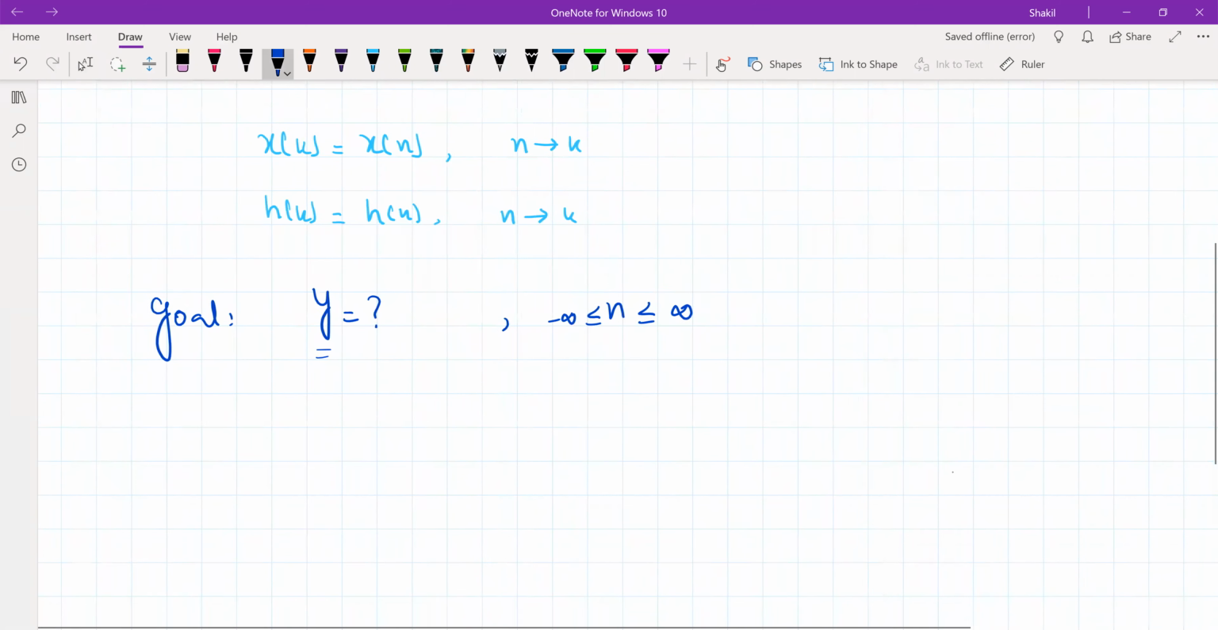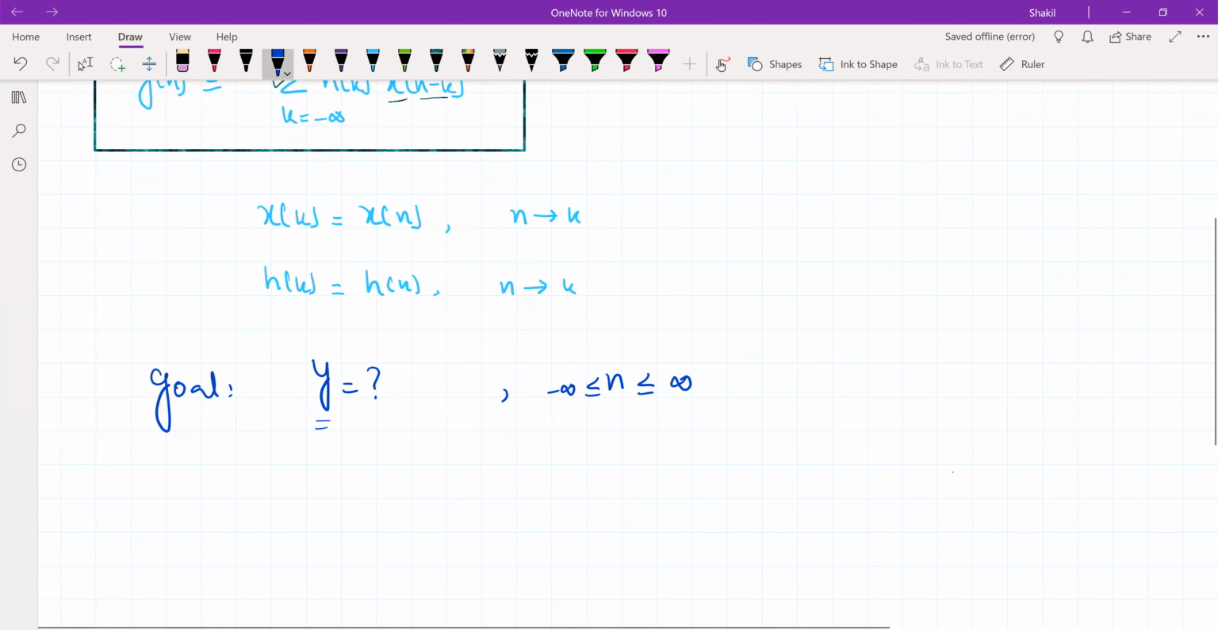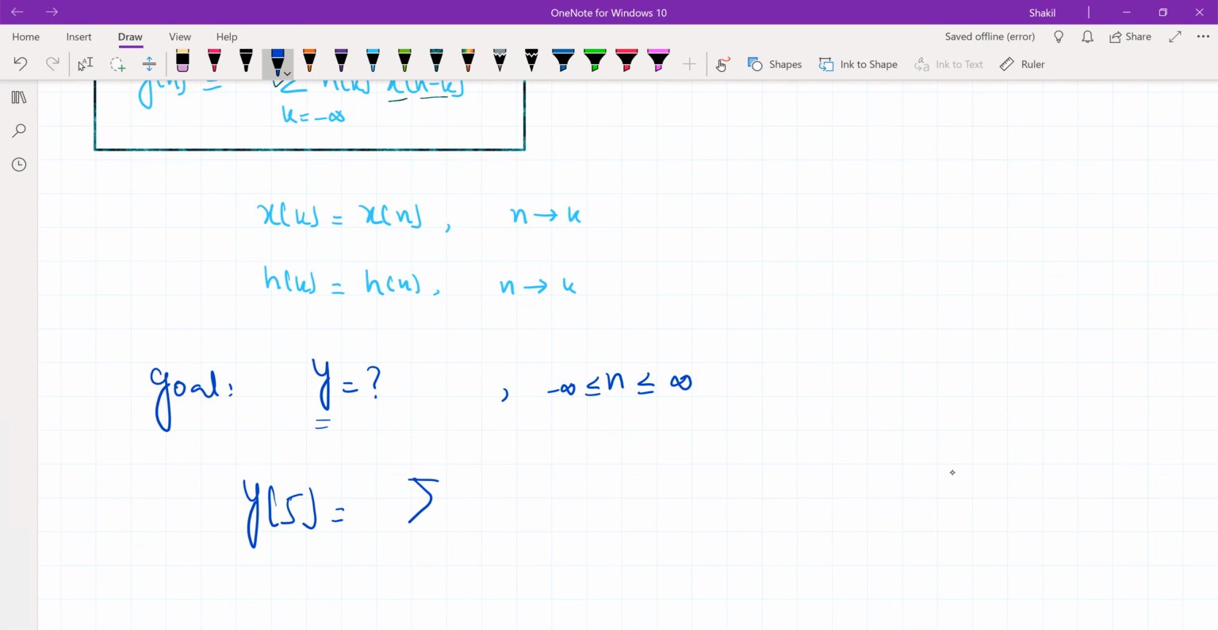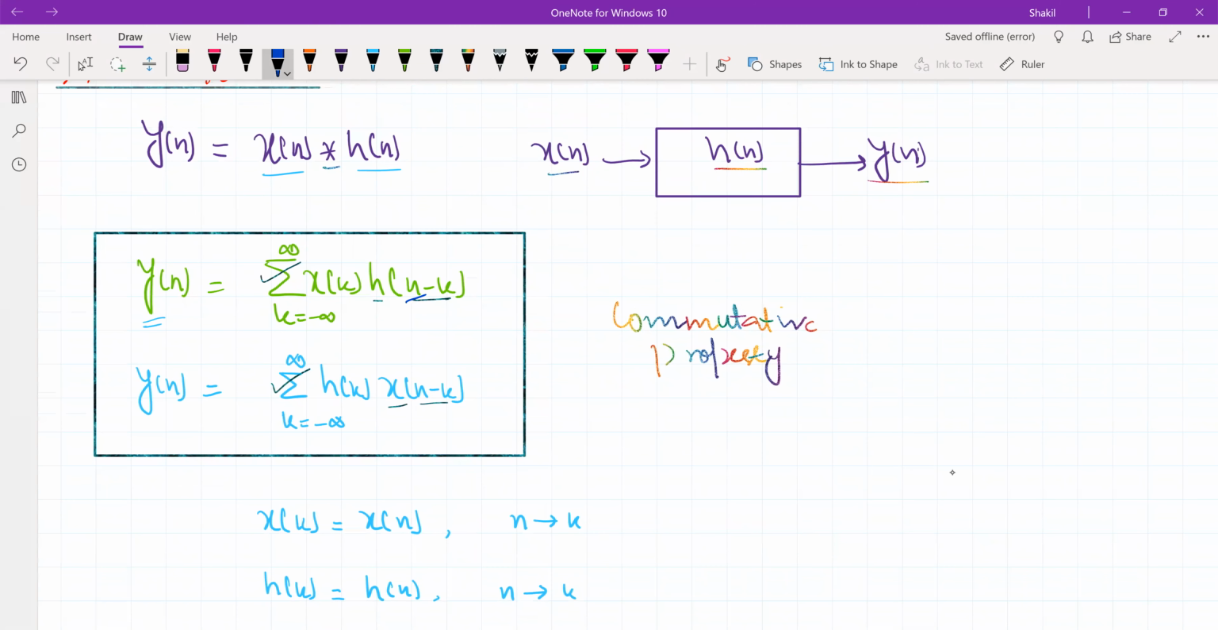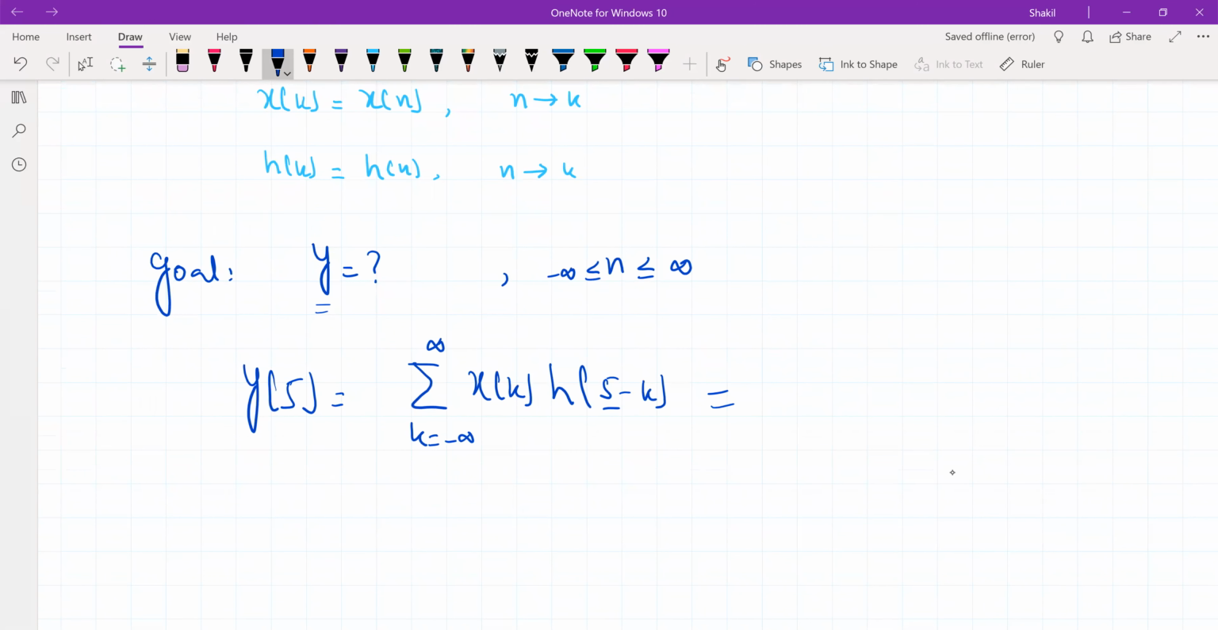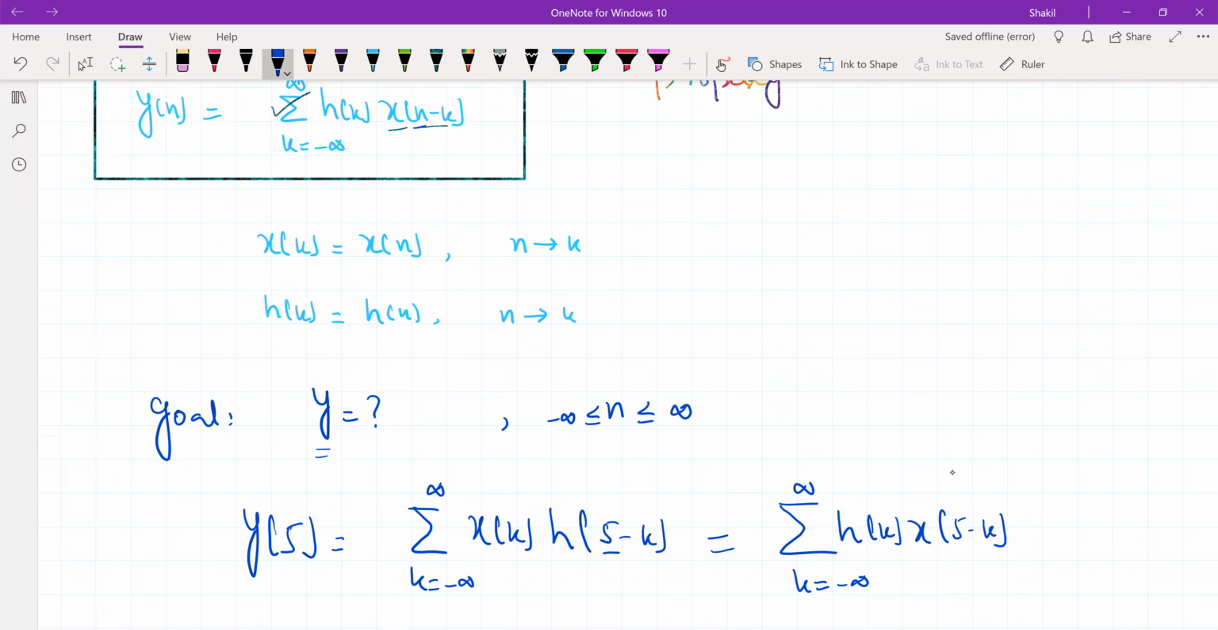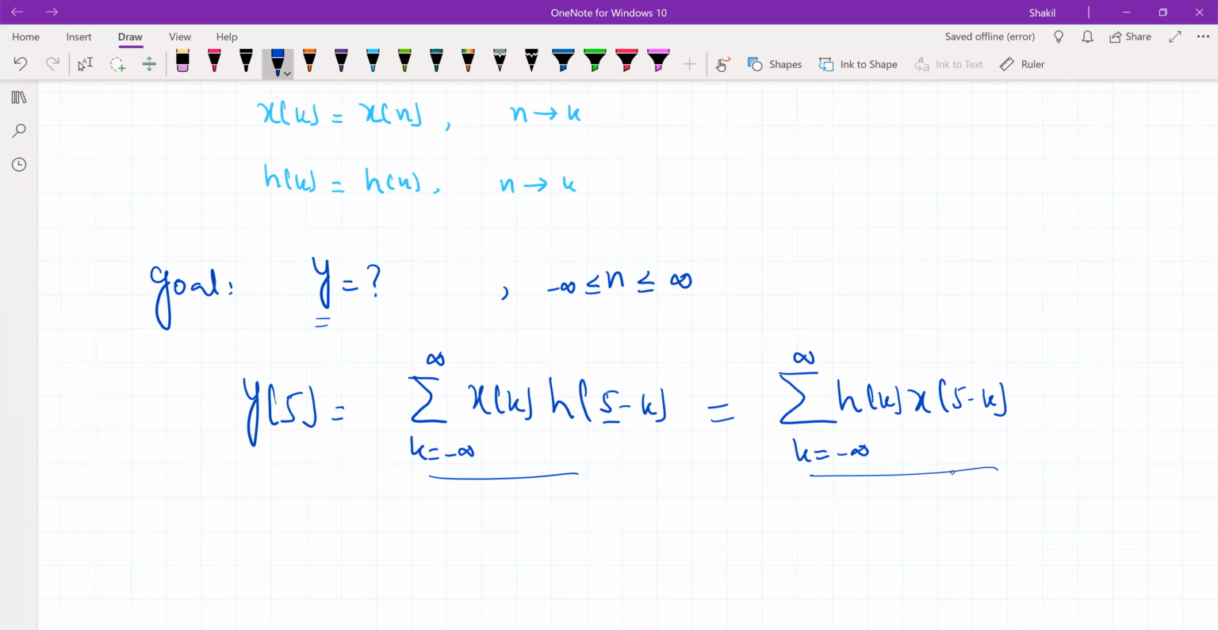That's the goal. Now, if you look at this summation formula, if I say the value of y at any instant of time, let's suppose when n is 5, the summation formula will be k running from minus infinity to infinity x of k h of 5 minus k, as I replace n by 5. Or I can also write it like this: summation k running from minus infinity to infinity h of k x of 5 minus k, replacing n by 5 in the second formula. So whether I use this or this, it means the same.